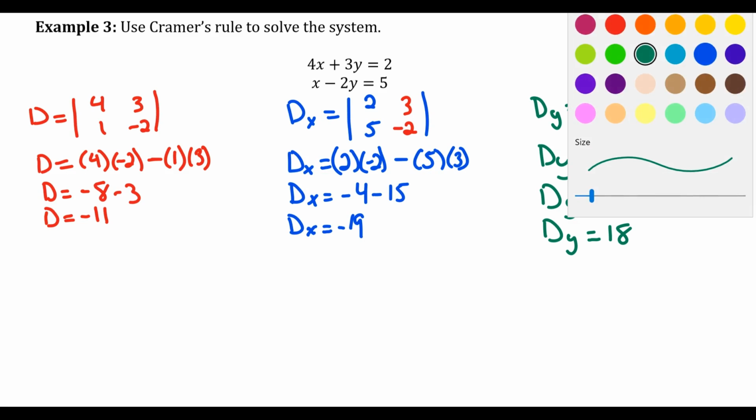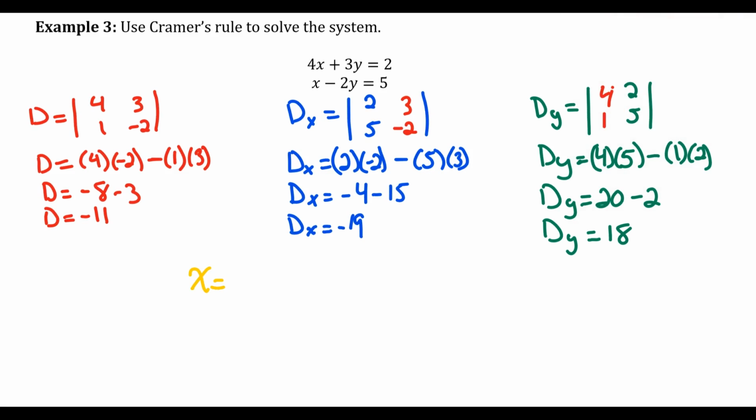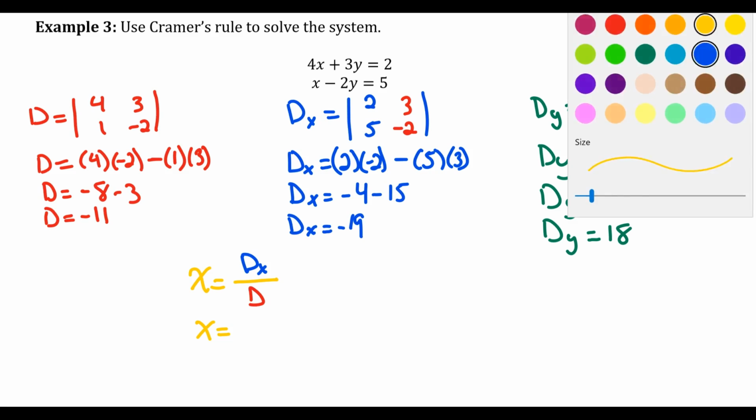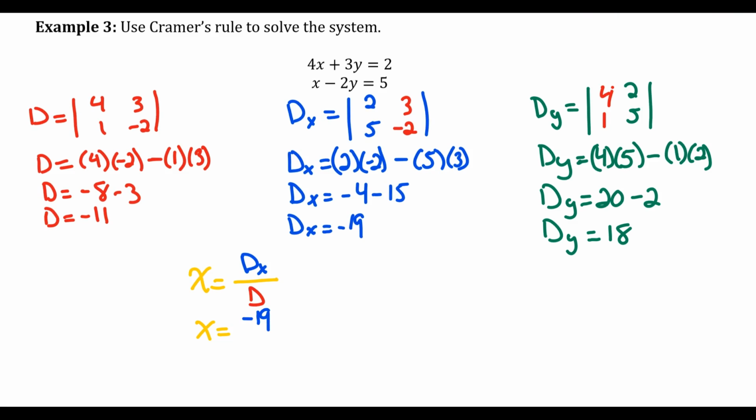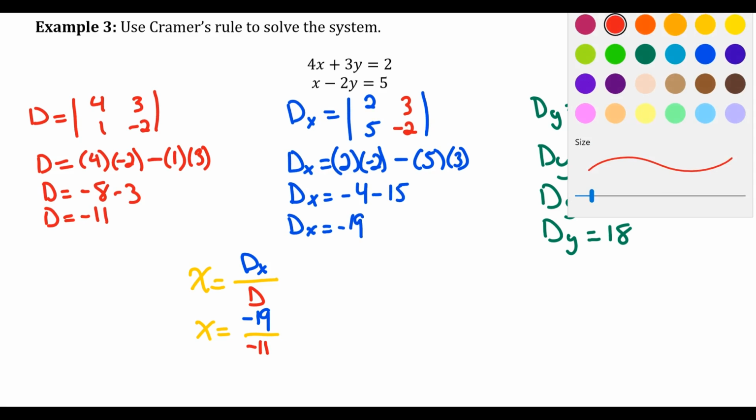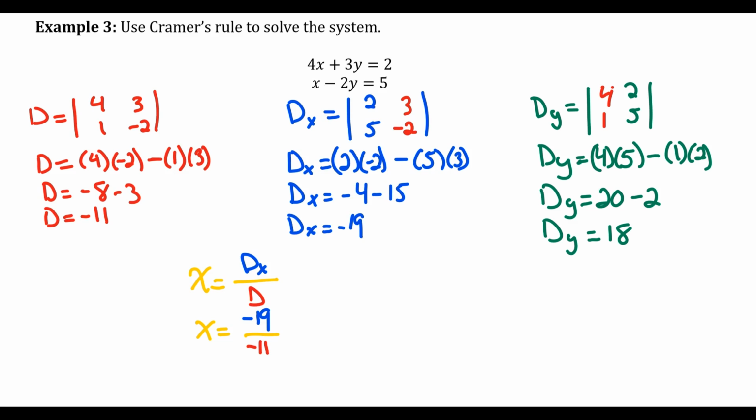To find my actual x value, I'm going to take D sub x and divide it by D. So my x value is going to equal a negative 19 over a negative 11. Not much I can do with that because I do want to leave them as fractions because otherwise I get these atrocious looking decimals. So x is equal to 19/11.